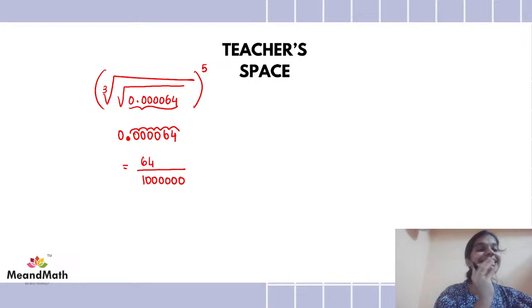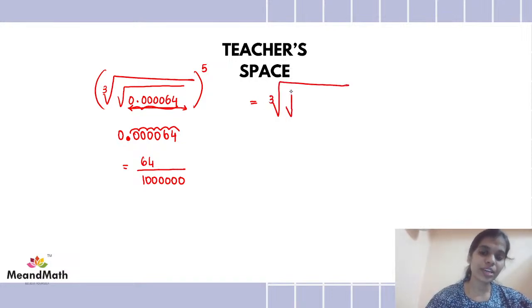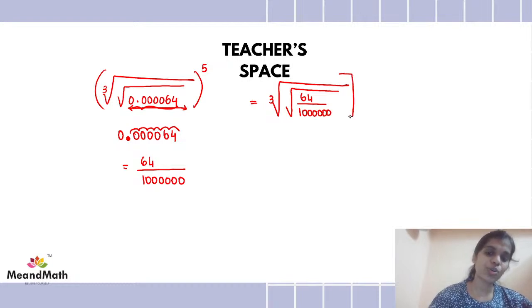Yes, there are 6 numbers, right? This is the easiest way to rewrite the decimal. Whatever the number of digits placed after the decimal point, add that many zeros to the denominator. Rather than using a method, we should be very clear with the concept. Now I'm just replacing this decimal in the form of a fraction, which makes my problem a bit simple. So, cube root of square root of 64 divided by 1 followed by 6 zeros, the whole power 5.